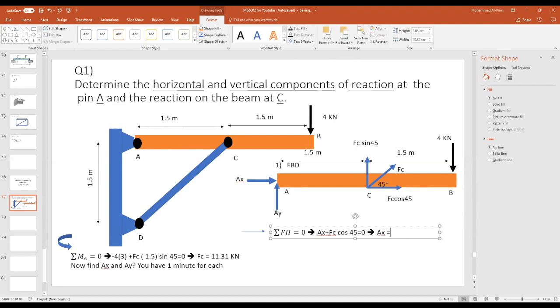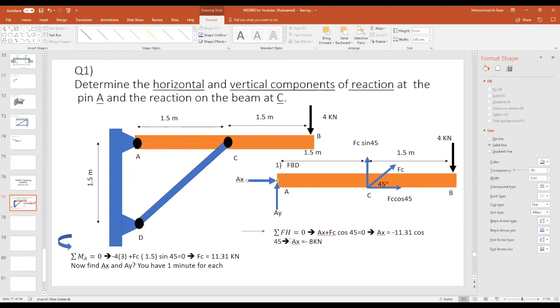Then, if I solve this, AX will be minus FC. What's the value of FC? If you remember, we got 11.31 kilonewtons cosine 45 degrees. And if you find the answer for this, AX equals negative 8 kilonewtons. And that means the assumption I made was not right. It's supposed to go in the other direction. And that logically should be opposite to this FC cosine 45.